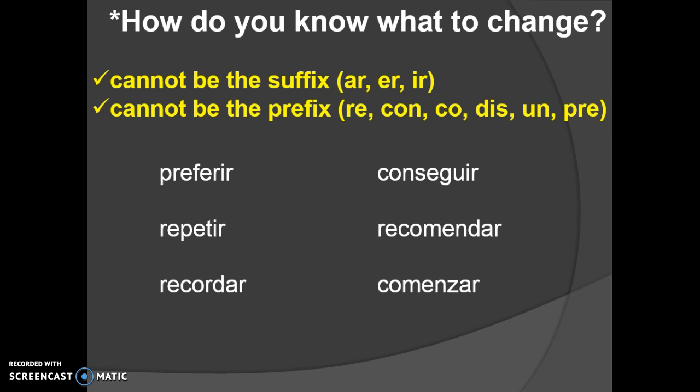All right, another rule for how to figure out what letter to change is that it cannot be an O or an E in the suffix, which the suffixes are AR, ER, and IR. It also cannot be an O or an E in the prefix, as in re, con, co, dis, un, or pre. So knowing that it can't be the prefix or suffix, you know it can't be any of the yellow letters. That means the only O or E you have left in recordar is the O.